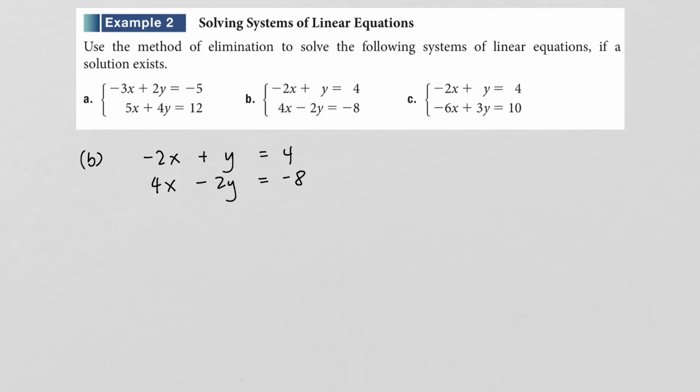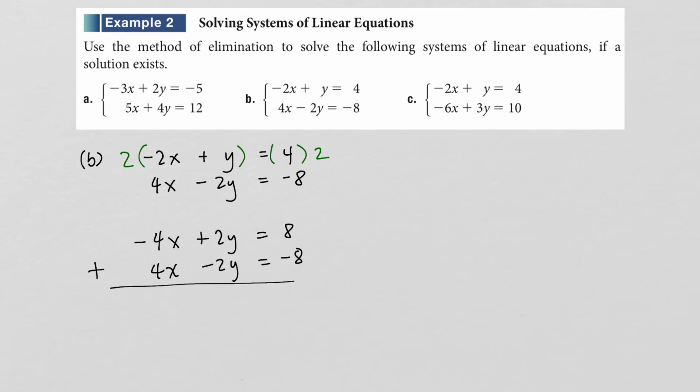For the second system, I take the same approach. Suppose I want to cancel the x's here. I would need both of these to be a 4, right? One needs to be positive and one needs to be negative. We already have a negative and a positive, so all I need to do is multiply this first equation by 2. If I do that, I get negative 4x plus 2y is equal to 8, and the second equation is positive 4x minus 2y is equal to negative 8.